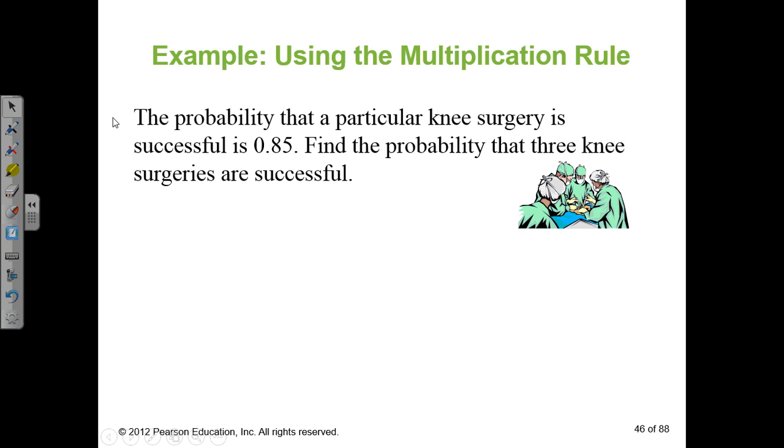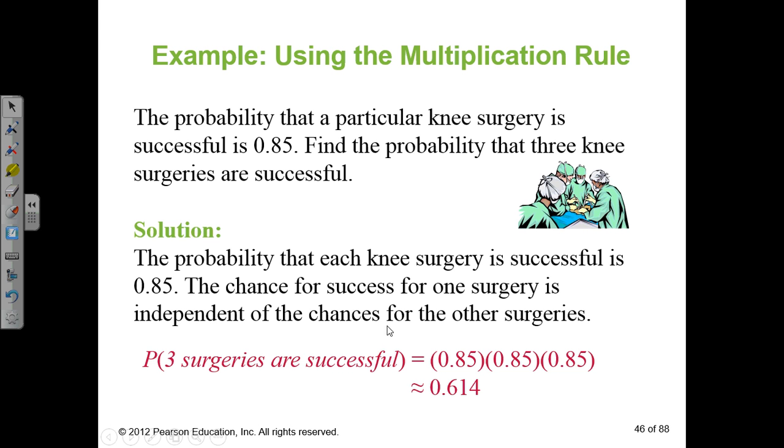Let's look at one more example. The probability that a particular knee surgery is successful is 0.85. Now it's important to notice here that surgeries are independent of each other. Whether surgery one is successful or not does not affect the second patient. So let's find the probability that 3 knee surgeries are successful. That means the probability that the first one is successful, and the second one is successful, and the third one is successful. When we say the word and, we think multiplication. So 0.85 times 0.85 times 0.85 is approximately 0.614.